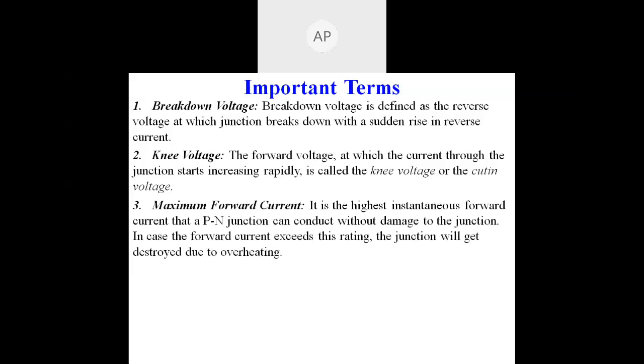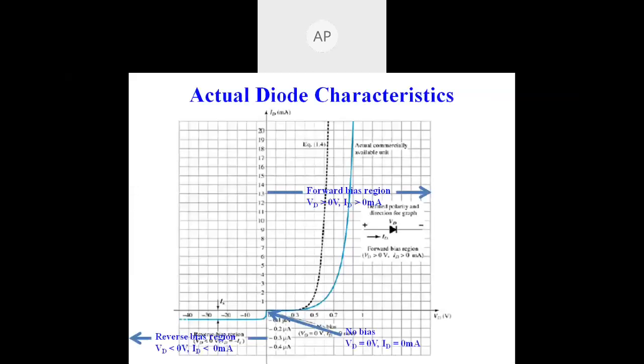Next is the maximum forward current. What is the maximum forward current? It is the highest instantaneous forward current that the PN junction can conduct without damage to the junction. If the forward current exceeds this rating, the junction will be destroyed due to overheating. If you consider the forward bias characteristic, you will have a maximum current. What is the maximum forward current here? Here we will have the maximum.